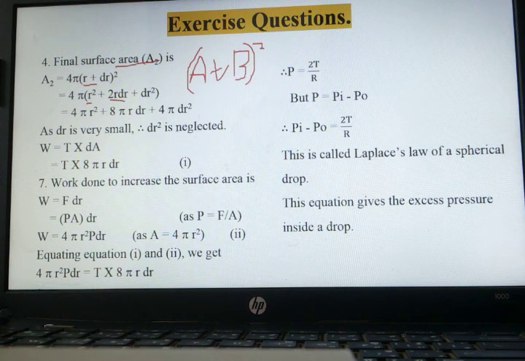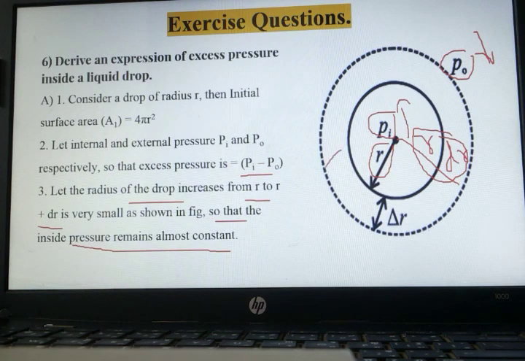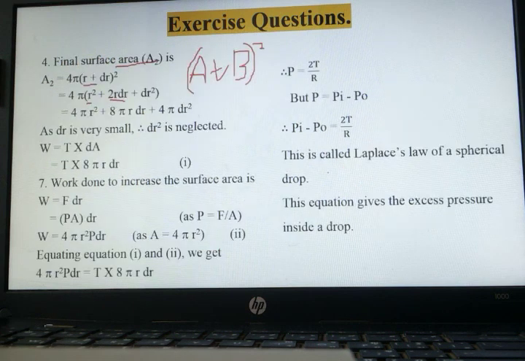But this length dr is very small, so we can neglect dr square, since dr square will be even smaller. So we neglect this term. The work done can be written as T into dA, where dA is the change in area. The change in area is 8 pi r dr.